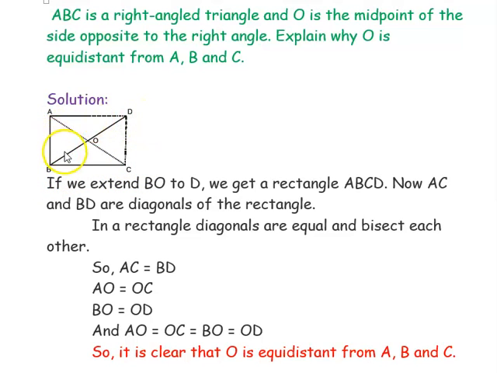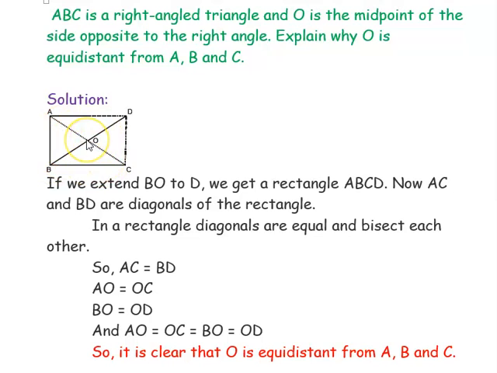Okay. So in this rectangle, AC and BD form the diagonals, AD and BC form one pair of parallel sides, and AB and DC form the other pair of parallel sides. You know that in a rectangle the diagonals are equal and they bisect each other. The diagonals are equal, that is AC equals BD, and they bisect each other. So the distance AO equals the distance OC, and the distance DO equals the distance OB. So it's clear that all four distances are equal.